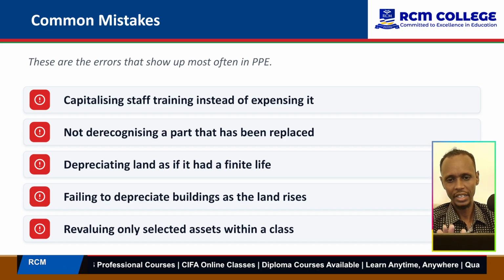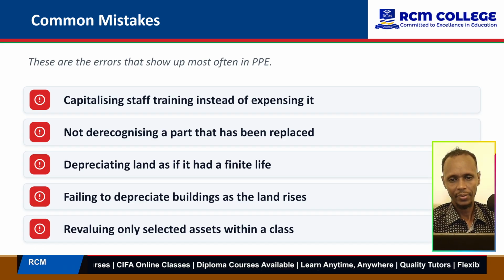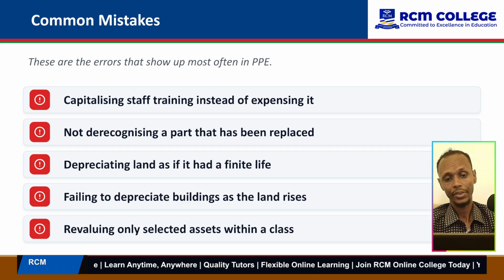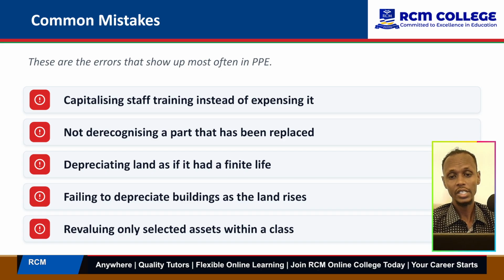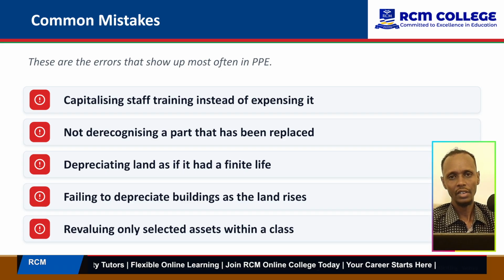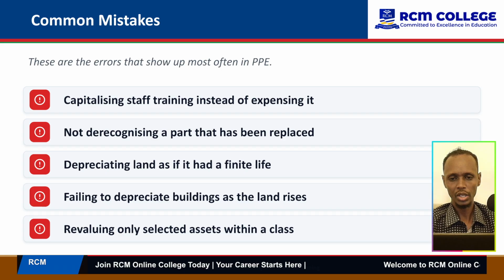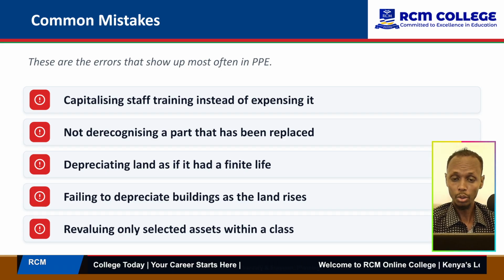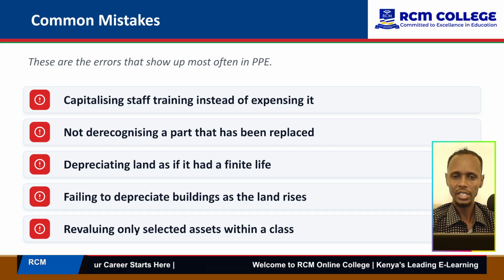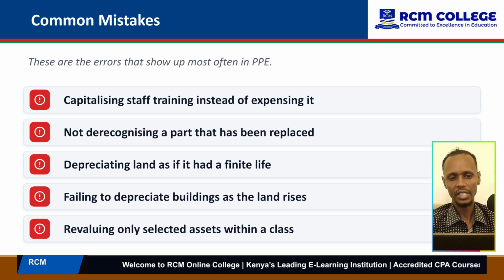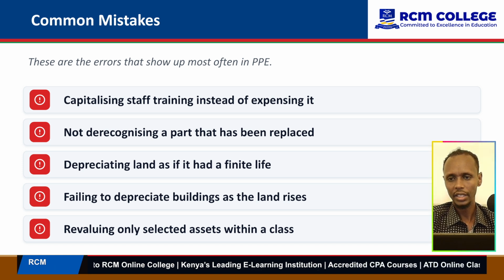You can have a building, and then as the land prices rise, you don't depreciate. You say this building is increasing in value. Another error is revaluing only selected assets. When you are revaluing a class of assets, for example, the class motor vehicles, you are supposed to revalue all of the assets in that class.